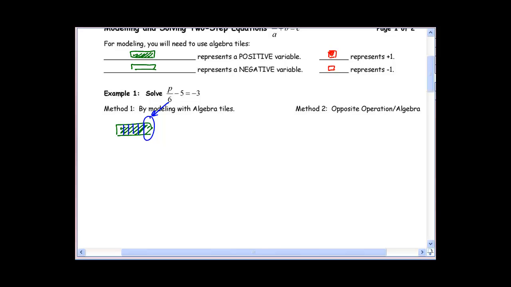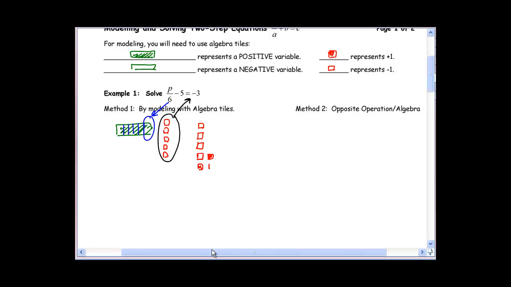We've got to subtract 5, so that's 1, 2, 3, 4, 5 unshaded little squares. And this equals negative 3. So 1, 2, 3 on the right hand side. Okay, so what's our first step? Well, we want to isolate the variable, so I want to remove 5 negatives, but can I do that right away because I only see 3 negatives on the side? And the answer, of course, is no way. So what do you do to help you get 5 negatives to move away? If you answered zero pairs, you are so correct.